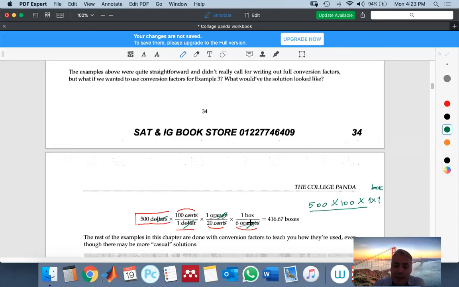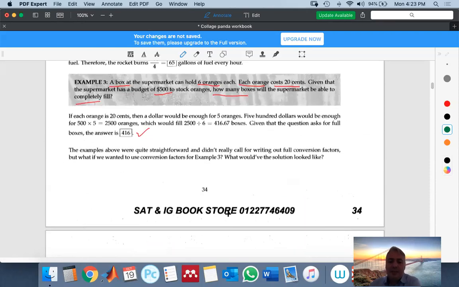Well, sir, why is this 100 cents divided by $1? I will say, just let me finish. Okay, sir. 1, 20, and 6. So, when we calculate this and simplify, 25, and these when we simplify, 3 and 50, and then when we multiply all of them, 416.67 boxes.